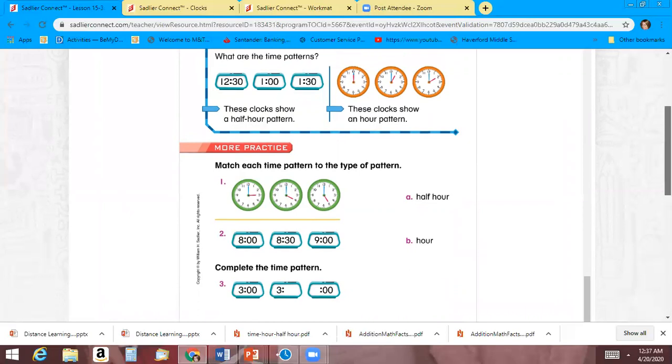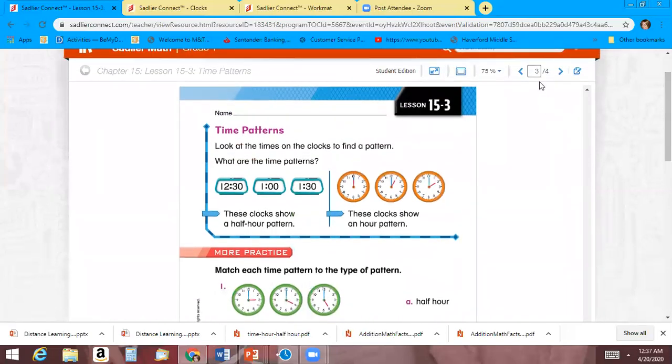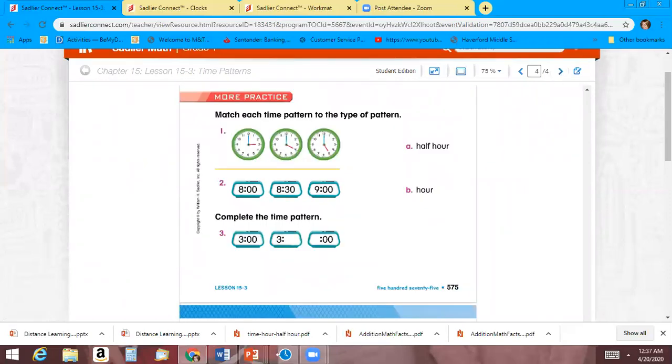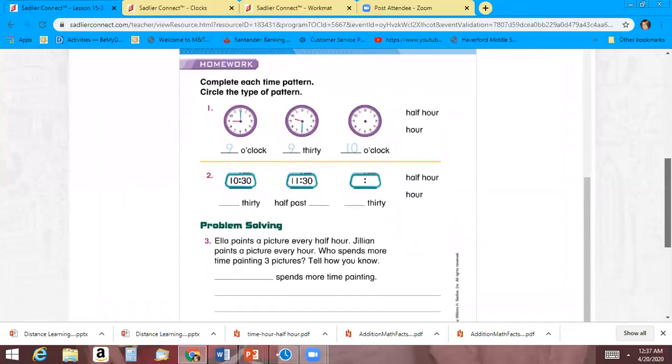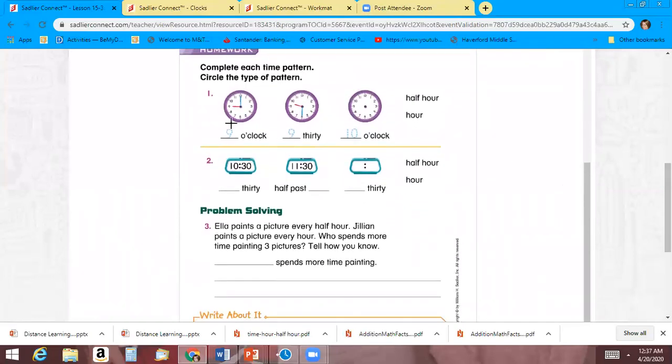So I'm going to leave you to do page 575 and 576 on your own. So when you go ahead and do those next 2 pages, on page 576, you're going to complete each time pattern, then circle the type of pattern. Don't forget to put your hands on this analog clock. They're kind of helping us out. And then fill in the digital time for number 2, and then circle half hour or hour pattern. What are they showing? What are they asking? What is it showing us?